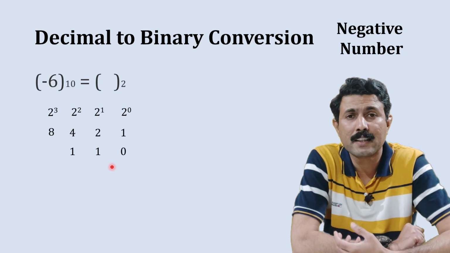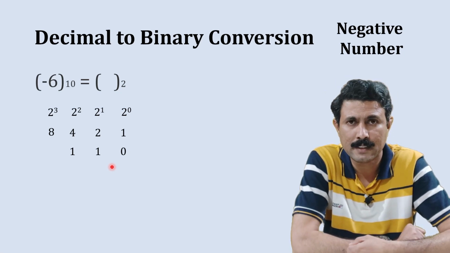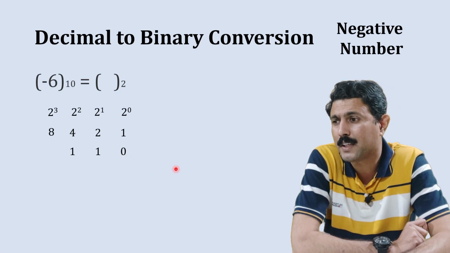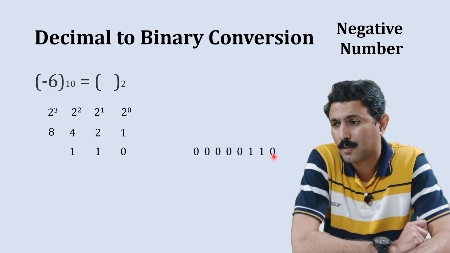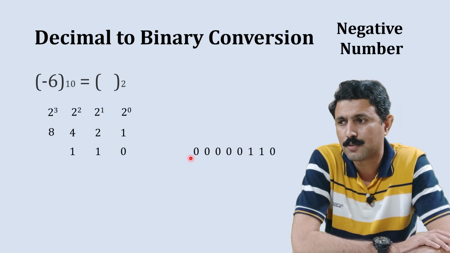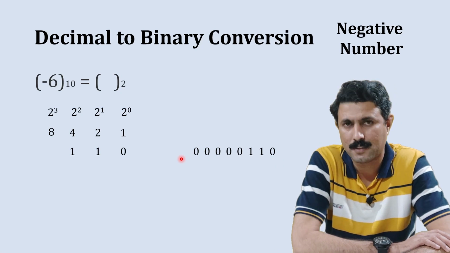Generally we represent it in 4-bit, 8-bit, 16-bit, 32-bit format, right? So if we convert this number into 8-bit format, we can write it like this: 110, and for the remaining bits we will add zeros. So 00000110. This is the 8-bit representation of positive 6.